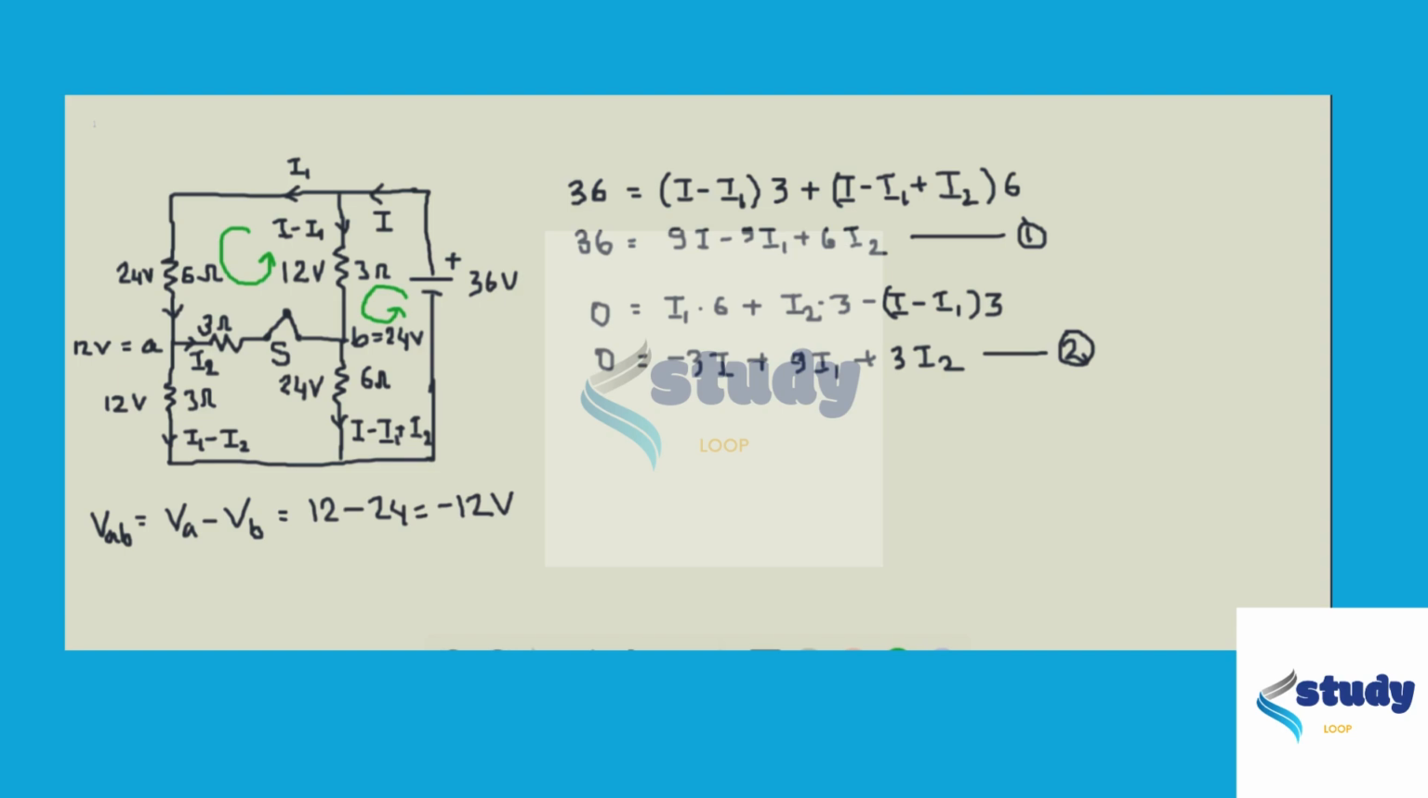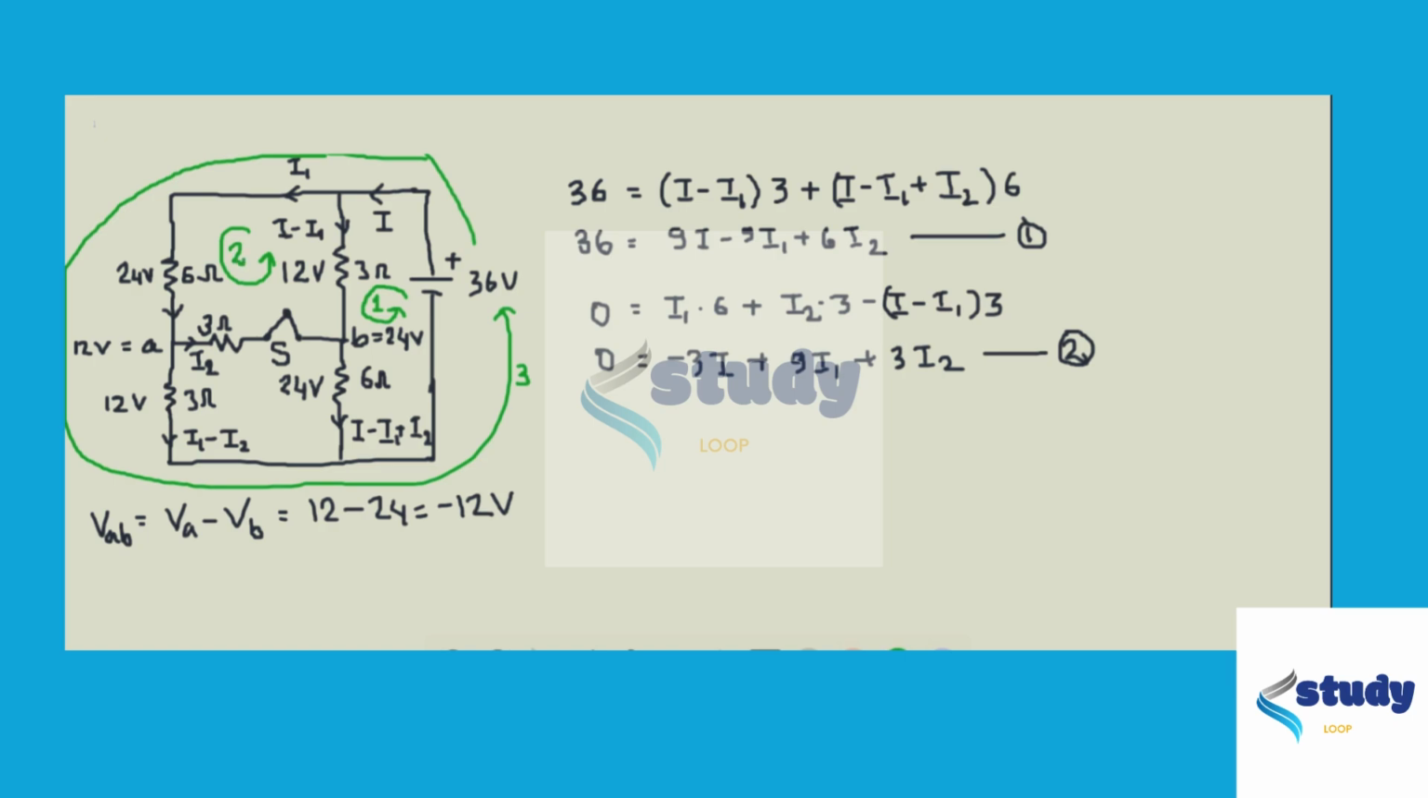Now for the third equation, the loop that I want to look at is the bigger one. So I want to look over this loop here that starts all along the outer border of the circuit. So this is the third loop, loop 3. This is loop 1, and this is loop 2.